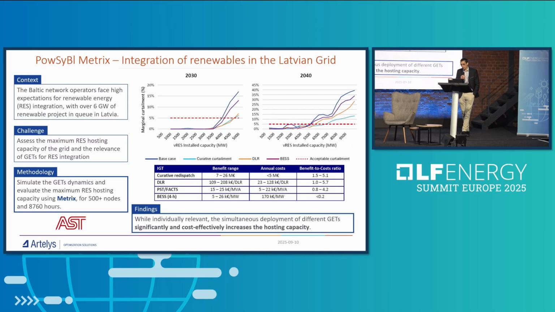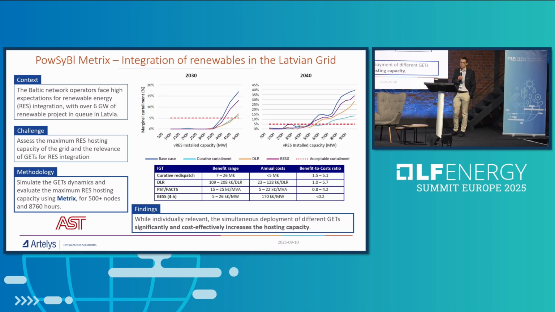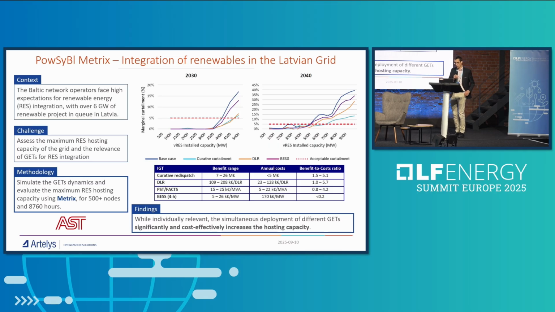So just as an example, at Artelys we used it to see how much more renewable energy could be hosted in the Latvian grid thanks to the use of advanced grid management technologies like DLR, curative actions, or PSTs. And so we tried to increase the amount of wind power connected to the grid, and looked at which point the curtailment of the wind farms was too high. And we set it at 5%, which is already quite high.